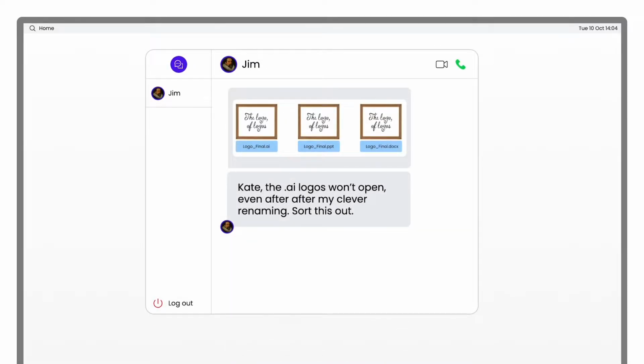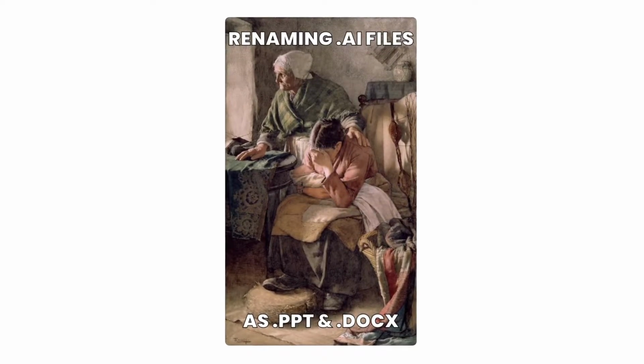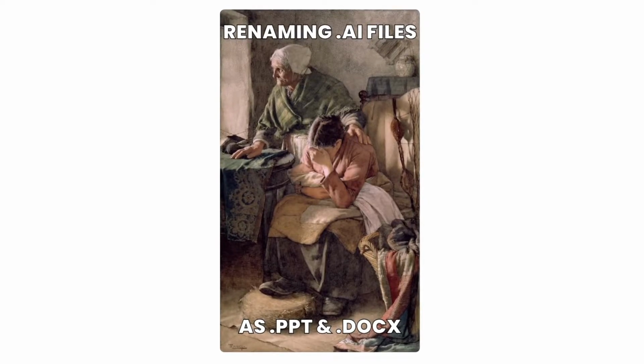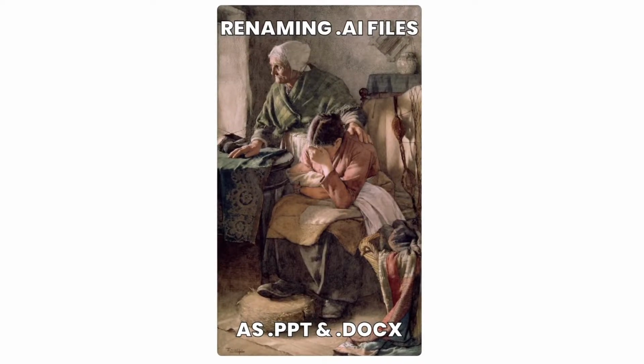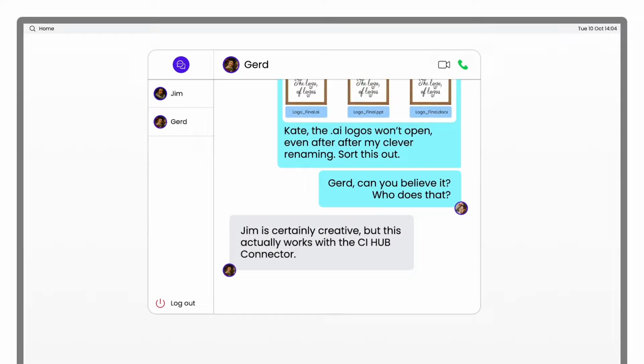Kate, the AI logos won't open, even after my clever renaming. Sort this out. And here we go again, with Jim's famous renaming strategy. And this is how Kate feels when non-designers attempt to be creative. Little does she know there's a surprise just around the corner. Gerd, can you believe it? Who does that? Jim is certainly creative, but this actually works with the CI Hub connector.